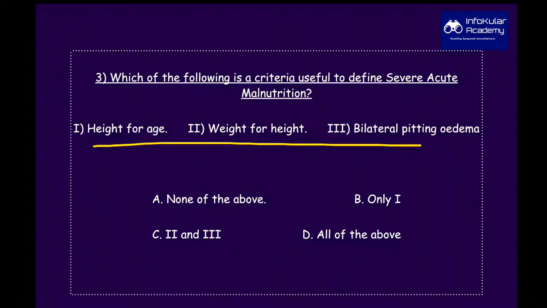Now, weight for height, height for age and bilateral pitting edema. Out of these, bilateral pitting edema and weight for height is used for severe acute malnutrition.